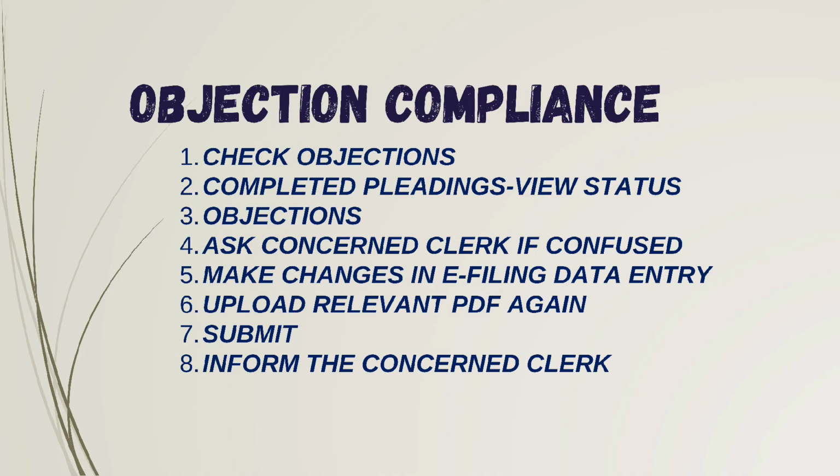So for objection compliance, check the objections, complete the pleadings, tap on completed pleadings, view status, check objections. If there is any confusion, ask the concerned court clerk for objection and clarification. Make necessary changes in the e-filing public data entry, and if there are some changes in the documents, then delete the earlier document and upload the new edited documents, then submit and then inform the concerned clerk.